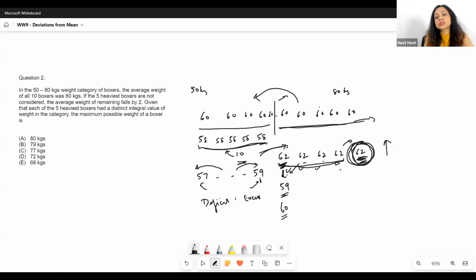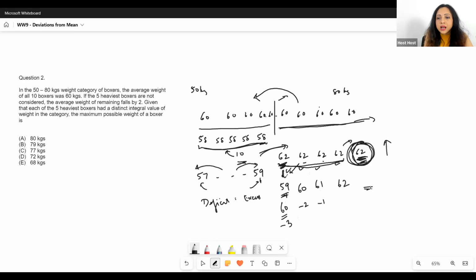And since the weights of everyone are distinct numbers and they're integers, the weights will be 59, 60, 61, 62. These are the lowest possible values of these four weights, right? Now, what will be the weight of this guy? Again, we know that the average over here is 62, right? Now, the deficit here is -1. Here, the deficit is -2. And here, the 59 is a deficit of -3.